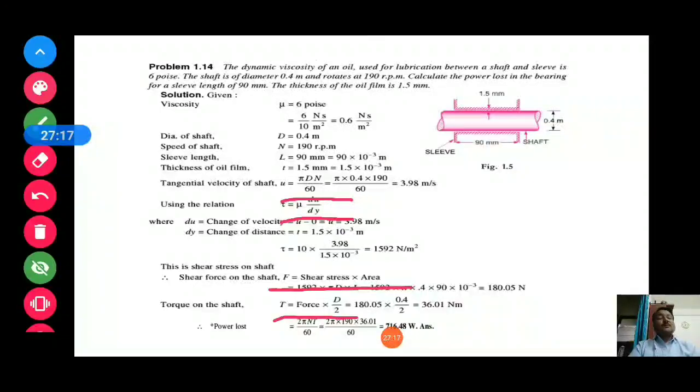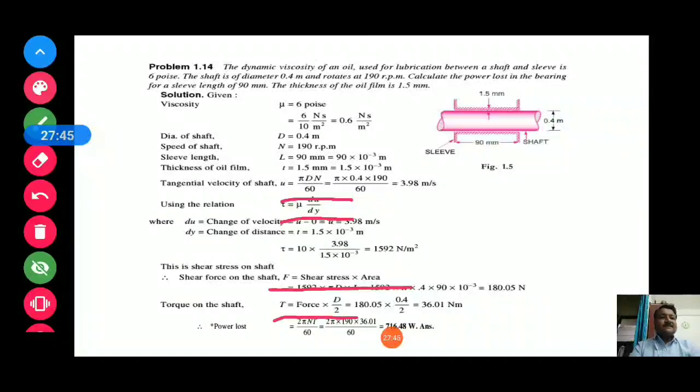Now this is the important application of Newton's law of viscosity in the mechanical field. If you have any confusions, you can refer R.K. Bansal for this problem also. This is a very important application as well as an important problem as far as your exams are concerned.